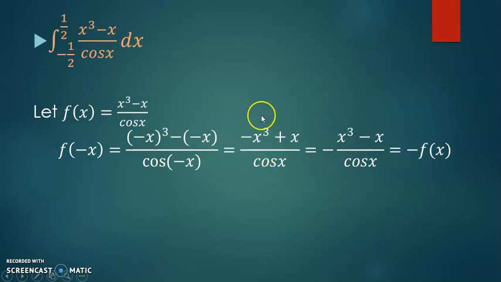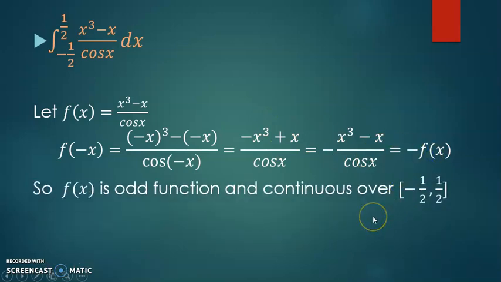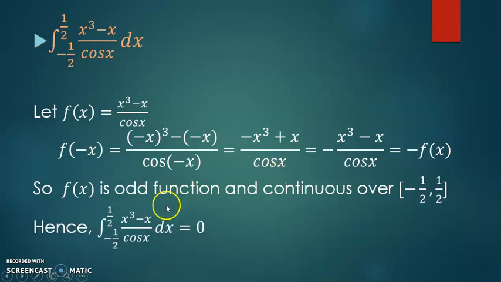Now, it's not even because it's not the same. Let's try to take the negative sign as a common factor to check if it's odd. If we take the negative sign common, we'll be left with x power 3 minus x over cosine x. So this is minus f of x. This means that f is an odd function. And it's also continuous over the interval minus half to half, because this is the second condition, this means that the integral is equal to 0. So you can see that this property is actually very helpful when you can't integrate the function inside the integral.